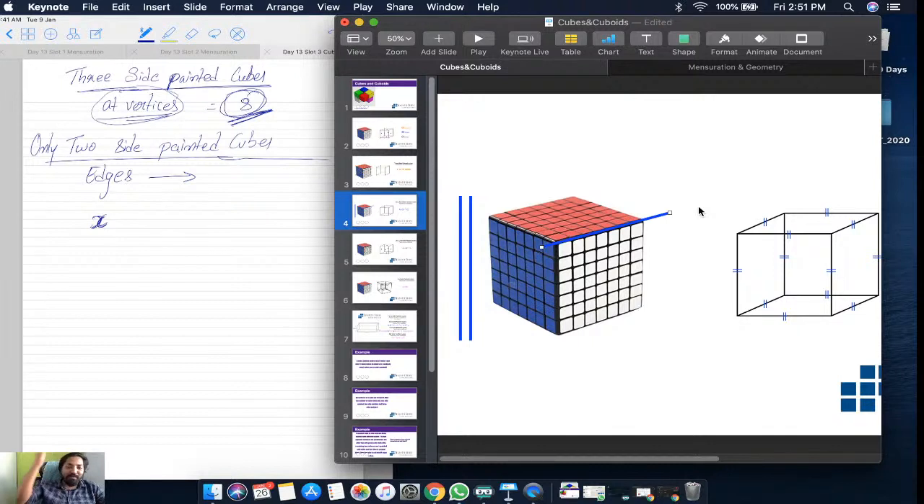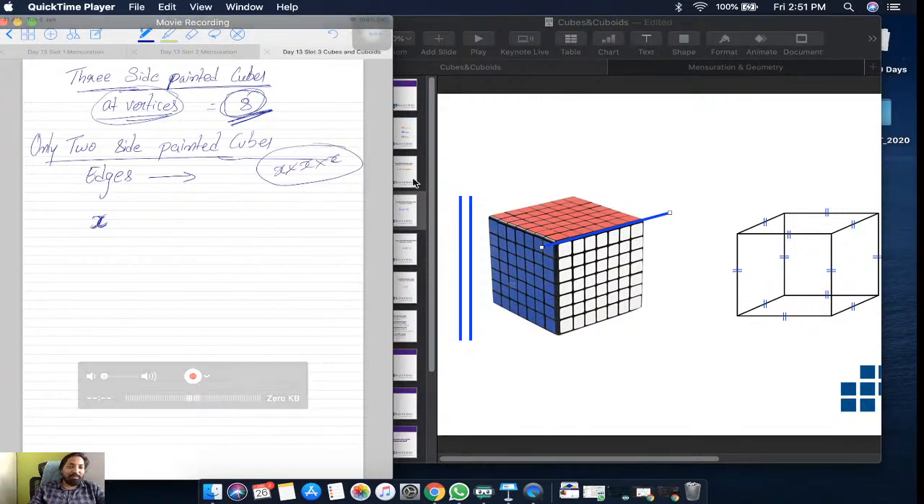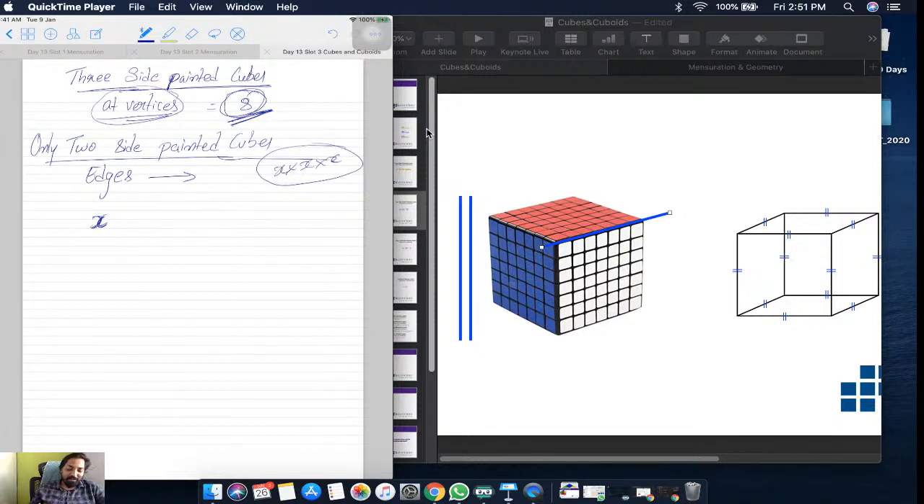Look, forget this 7 cross 7 cross 7 matrix. Now just imagine the same cube as x cross x cross x. I can't show you x cross x cross x, but let's just try to imagine it. So on each edge there will be x minus 2 cubes which will be painted only two sides. Why x minus 2?